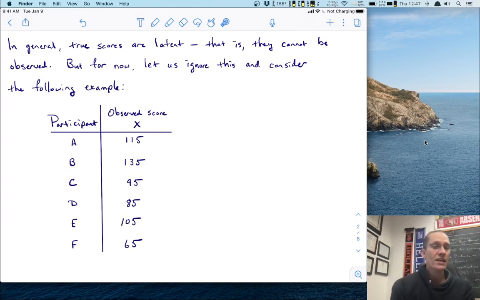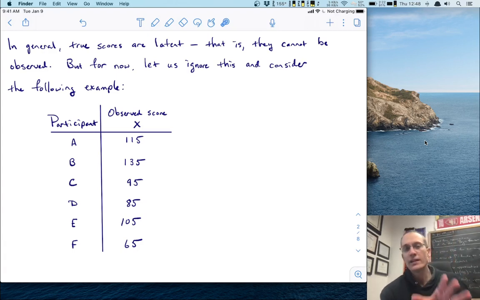Now, one thing you might immediately see from this test is that participant B has more of whatever this test is measuring than participant A, because they scored a higher score. Now, if the test is reliable, then that difference will be reflective of the true underlying difference between participants A and B. That is, whatever this trait is that we're measuring, B will have more of it than A. So is that the case?